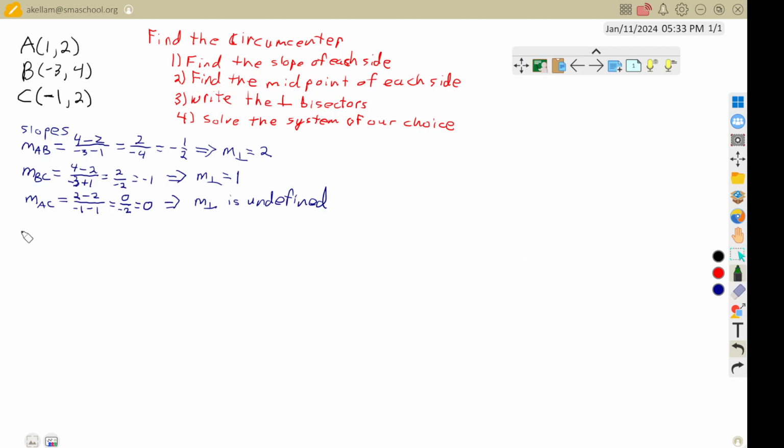Now let's find the midpoints of our sides. The midpoint of AB is going to be 1 plus -3, so the two x coordinates from A and B, divided by 2, comma, and then 2 plus 4 divided by 2, and that's going to give us -2 over 2, which is -1, and 6 over 2, which is 3.